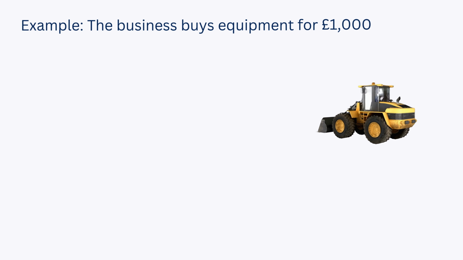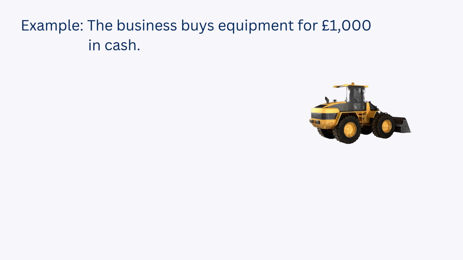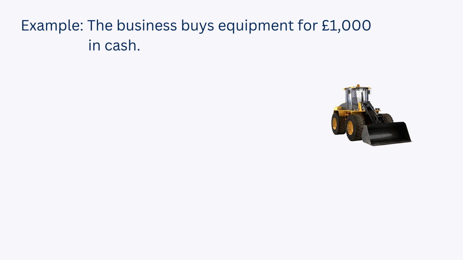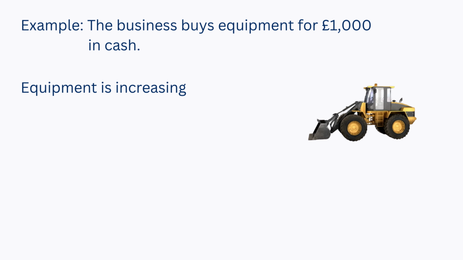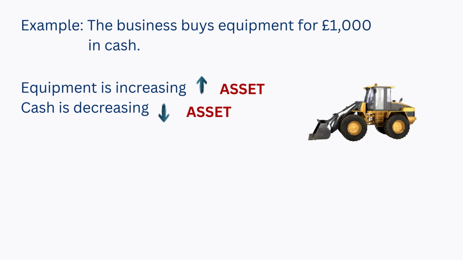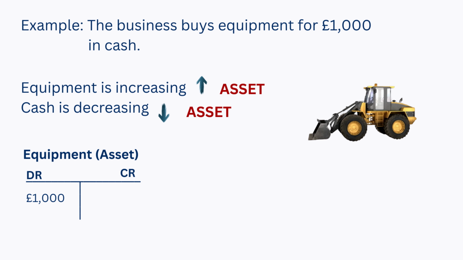Let's look at an example. The business buys equipment for £1,000 in cash. Equipment is increasing and cash is decreasing. Equipment is an asset, so an increase is a debit. Cash is also an asset, so a decrease is a credit. So the journal entry is debit equipment 1,000 and credit cash 1,000.